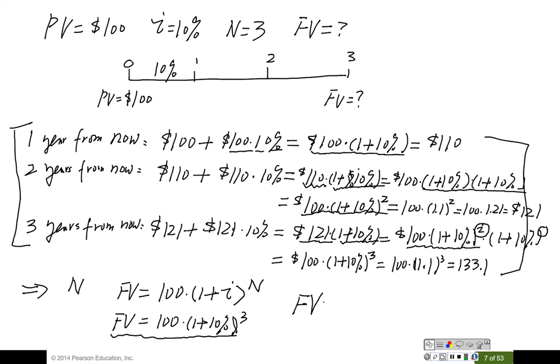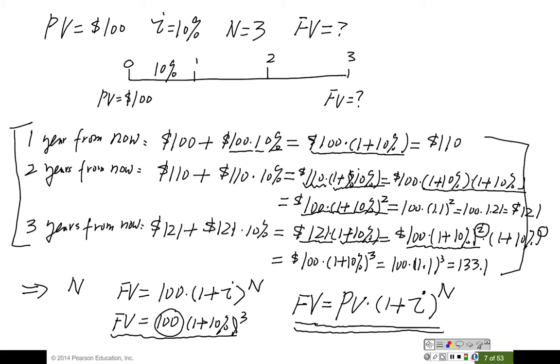Future value equals present value, which you can see from this example is 100, multiplied by 1 plus the interest rate, to the power of the number of years. So that's the general formula to calculate the future value. You don't need to derive the procedure. You just simply apply this. But keep in mind, this is the key equation to calculate the future value. Everyone should remember this equation.